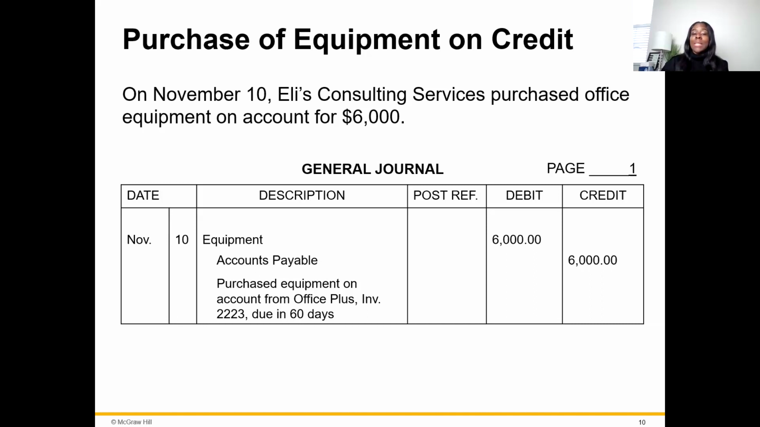Accounts payable is a liability. Our liability is also increasing. You said, well, we owe money. I know we owe money, but how much money did we owe at first? Nothing. How much do we owe now? 6,000. So the total amount that we owe is increasing. So that's how you look at liabilities. So we put our equipment, 6,000 debit, our accounts payable, 6,000 credit, and then we put our description.